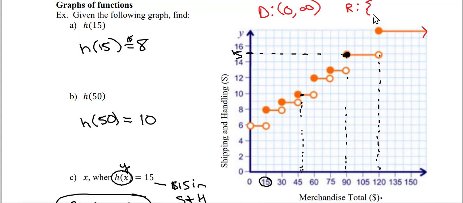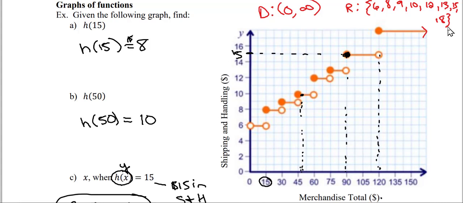I'm going to have to list some numbers. You can have $6 in shipping and handling. You can have $8. You could have $9. You can have $10. You can have $12. You could have $13. You can have $15, or you can have $18.